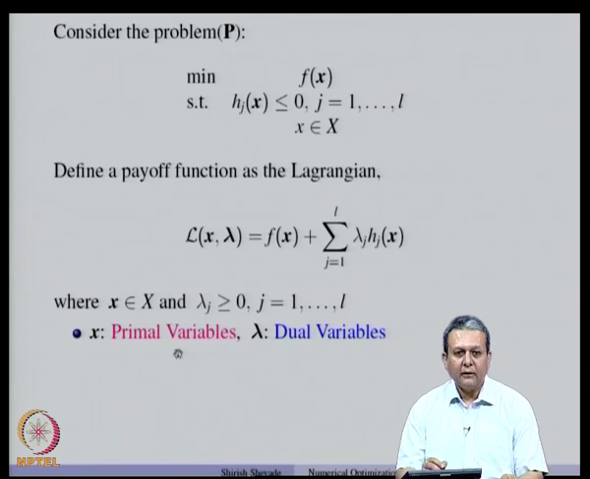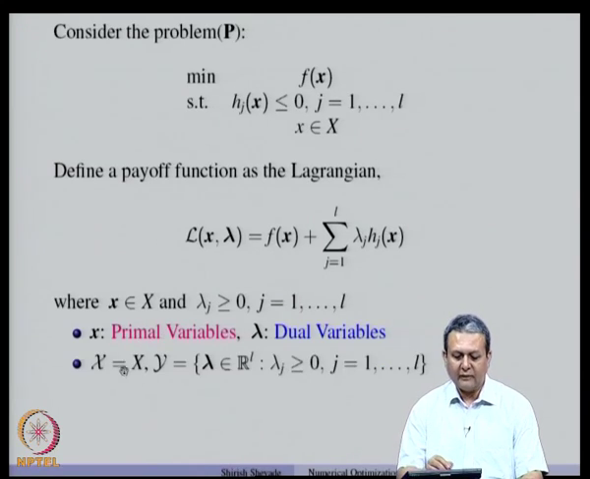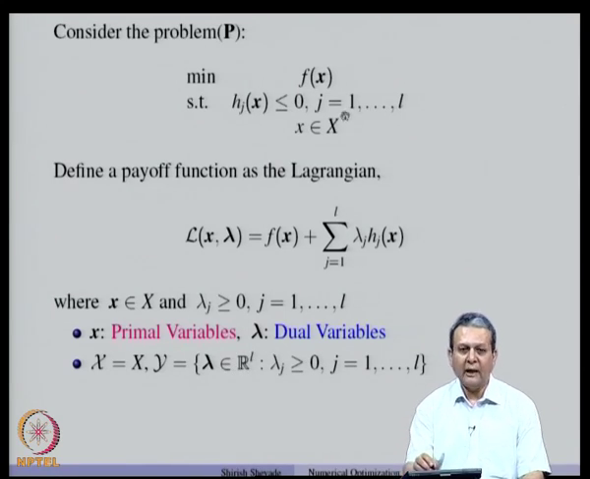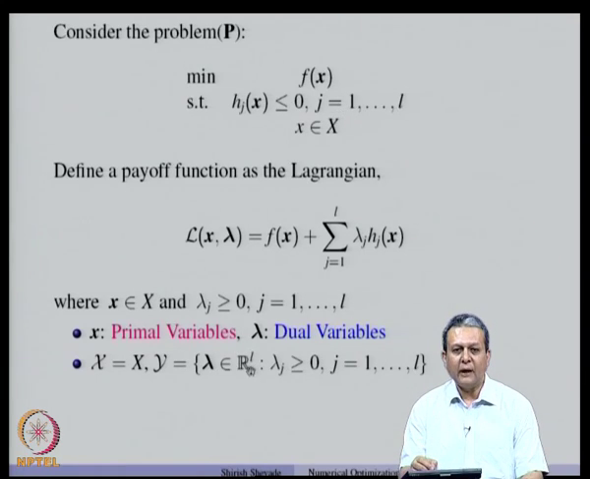And if you look at the set X, that set X can be treated as a set of strategies for the first player or the primal problem, and the set of strategies for the second player or the dual problem is the set of all lambdas in L dimensional space, because there are L inequality constraints. So, the set of all lambdas in L dimensional space such that all lambda j are non-negative for every j.